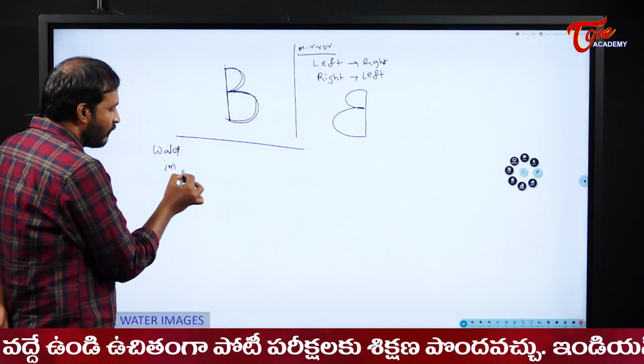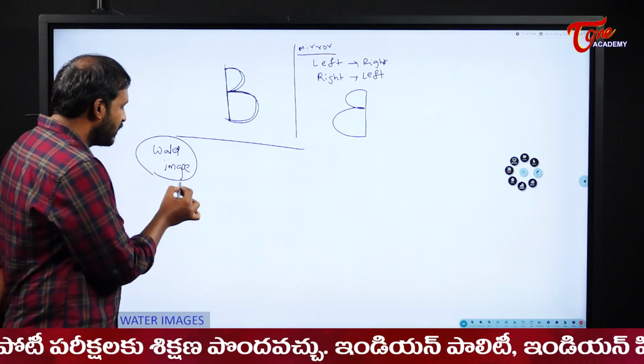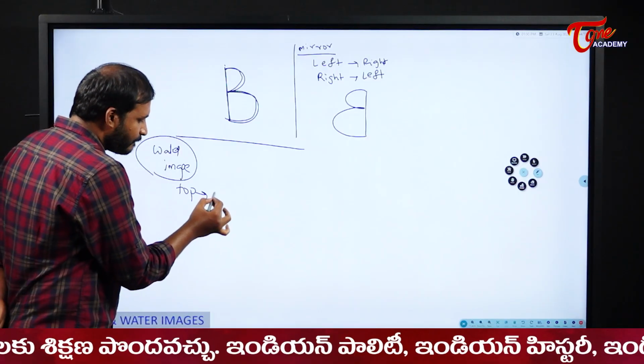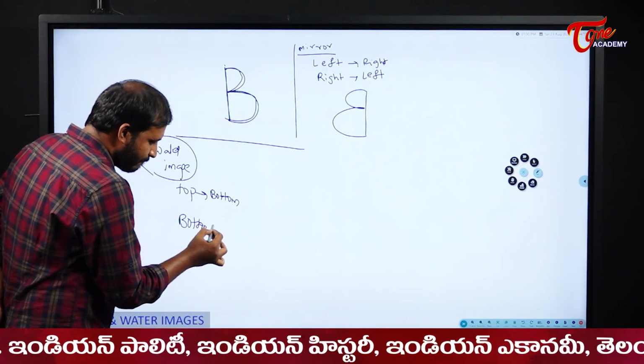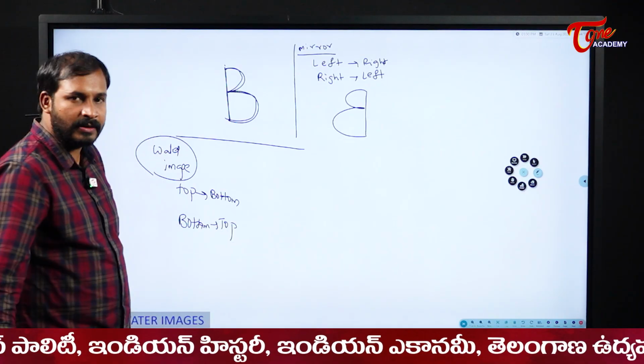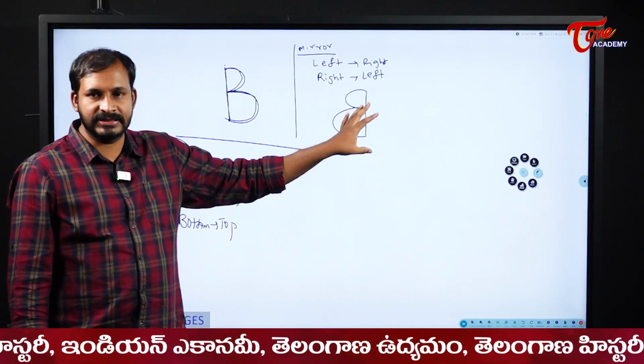what will happen in case of water image, students? We should observe this one. In case of water image, top becomes bottom and bottom becomes top. Okay, top becomes bottom and bottom becomes top. Left and right remain the same. Here also top and bottom remain the same. It will not be changed.